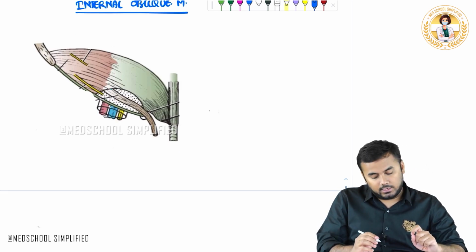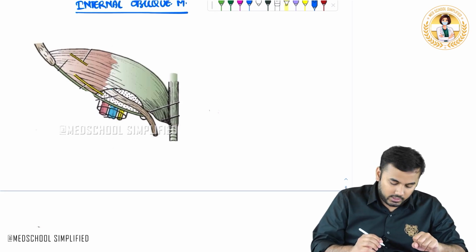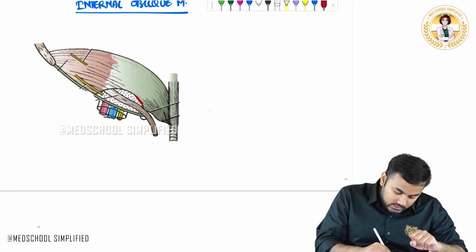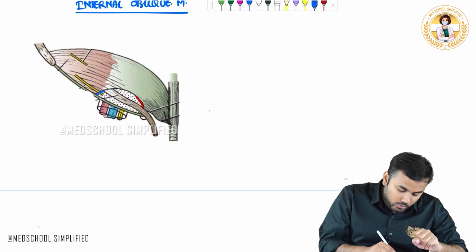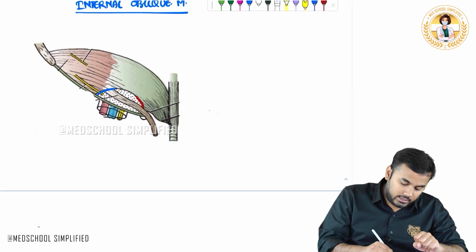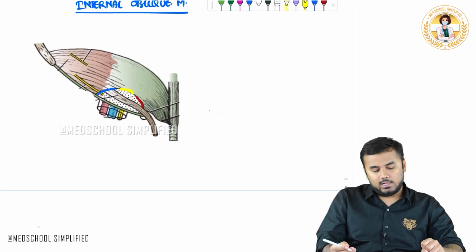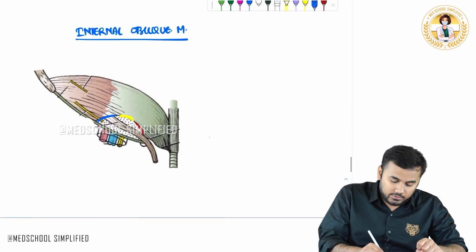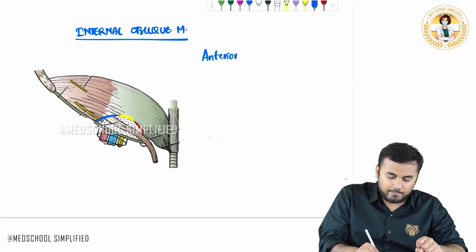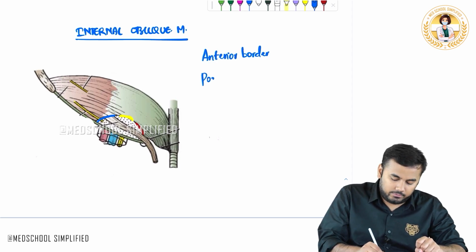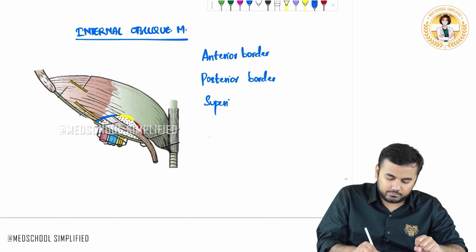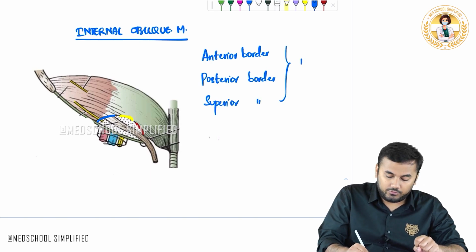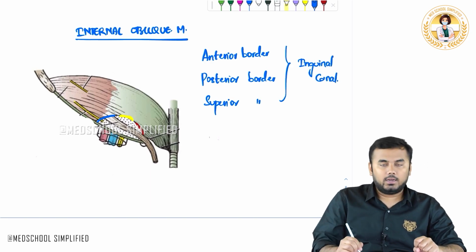Now, what borders of the inguinal canal does the internal oblique muscle form? If you look very clearly, this is the anterior border of the inguinal canal, after that this is the posterior border, and after that here you have got the superior border. So the internal oblique muscle forms the anterior border, posterior border, as well as the superior border of the inguinal canal.